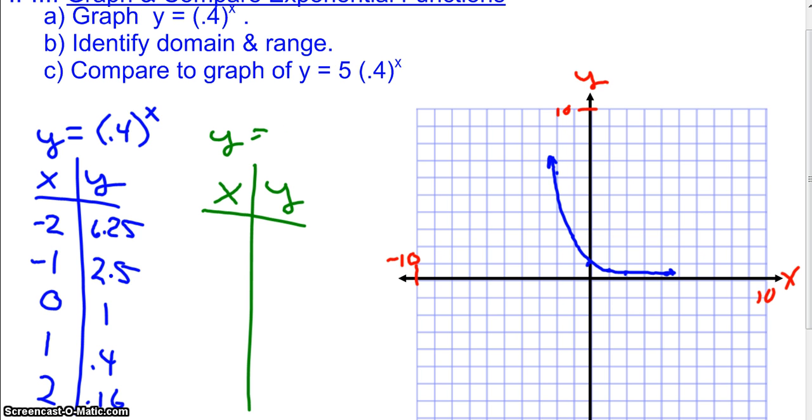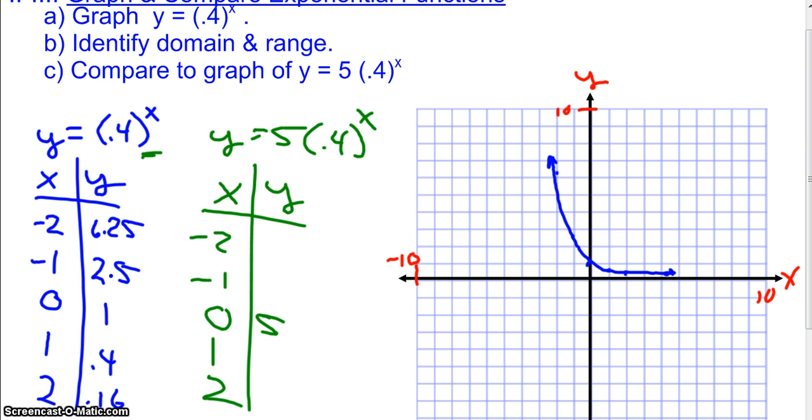So this is y equals 5 times 0.4 to the x. So if we use our same values, we can make our work a little less, right? Because we've already done 0.4 to the x over here. We can just use these values that we found and multiply them by 5, right? So that will shorten the work. So let's start with 0. If 0.4 to the 0 is 1, what is 5 times 1? 5. So you can see 5 times 1 over here would be 5. So we just multiply each of these by 5.